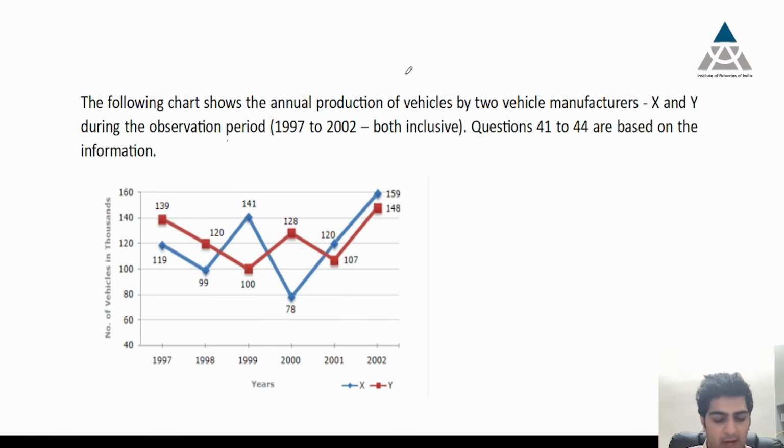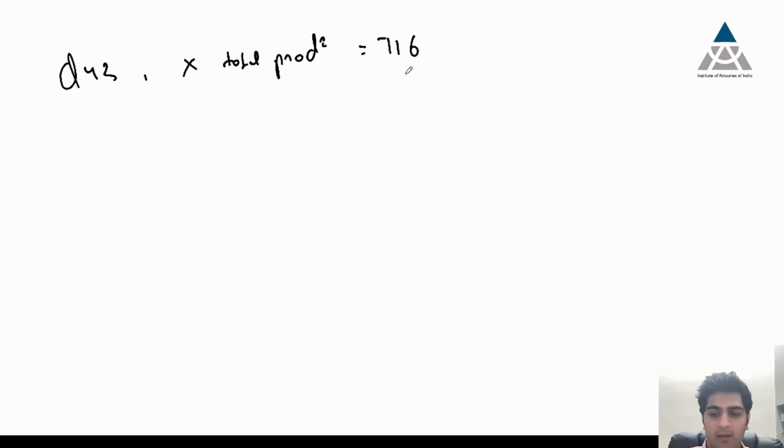And now let's do the same for Y. So for Y, all the red numbers: 139 plus 120 plus 100 plus 128 plus 107 and finally plus 148. So that's 742. So Y's production was 742. And what is the question?